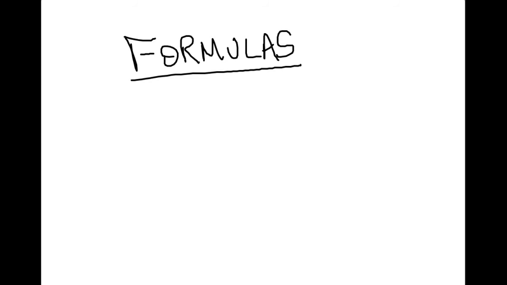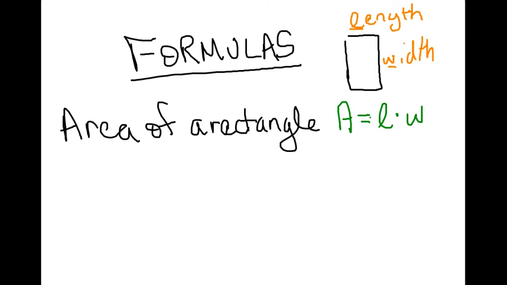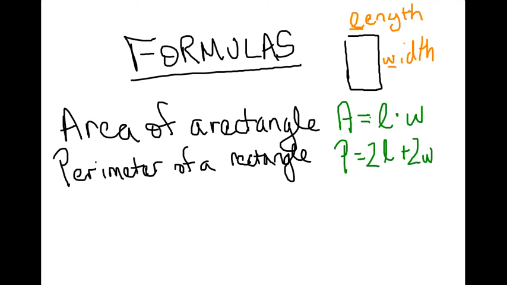So now we're going to talk about some formulas that you often see in word problems and that you're just going to need to know throughout the rest of this class and your time here at St. Pat. So the area of a rectangle is length times width. So area, we use a capital A, length a little l, and width a little w. The perimeter of a rectangle, which is the length of all the sides added together, the distance all the way around, is 2 times the length plus 2 times the width.